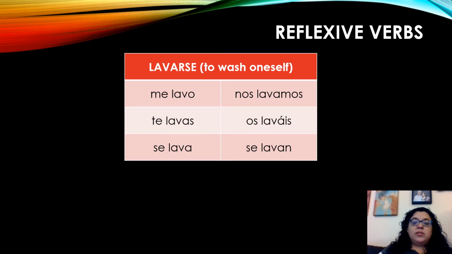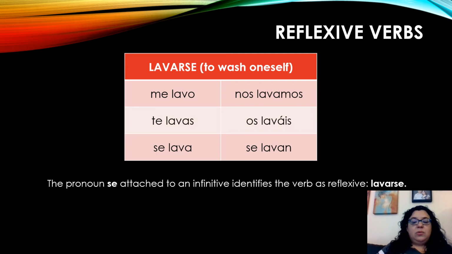And then what you're going to do is take that reflexive pronoun and put it in front, and change it for the reflexive pronoun that goes with the subject pronoun. So for yo, it would be me. For tú, te. For él, ella, usted, se. Nosotros or nosotras, nos. Vosotros or vosotras, os. And then ellos, ellas, and ustedes, se. And that's all we have to do to be able to conjugate a reflexive verb.